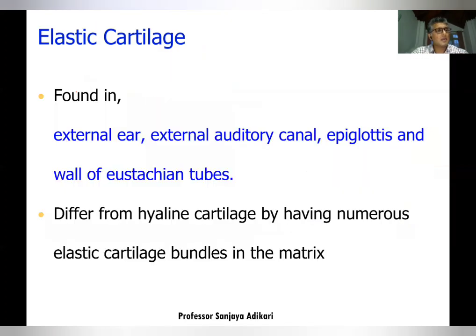Then elastic cartilage. Elastic cartilage is found in your external ear, even in the auditory canal inside, and your epiglottis, and the wall of the eustachian tube that connects the middle ear to the pharynx. The epiglottis is the one that controls the airway and the digestive tract in the pharynx.